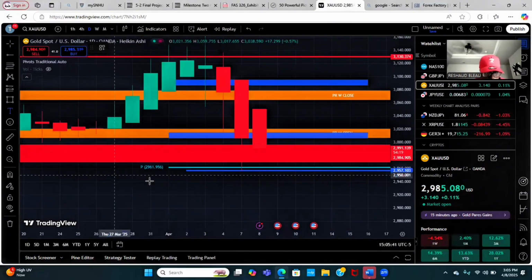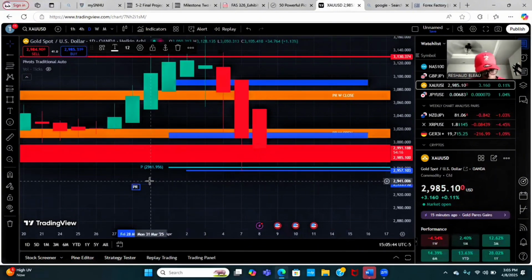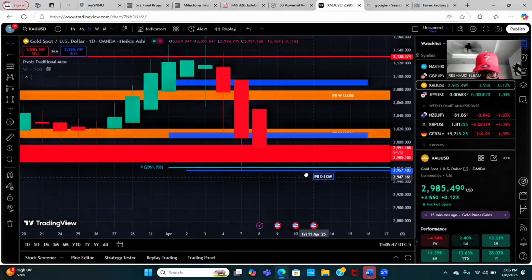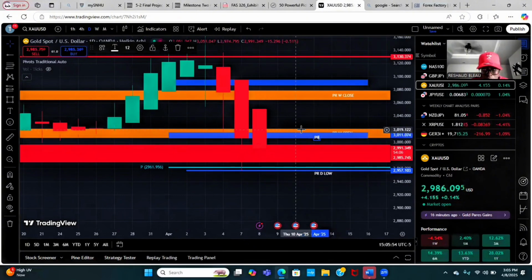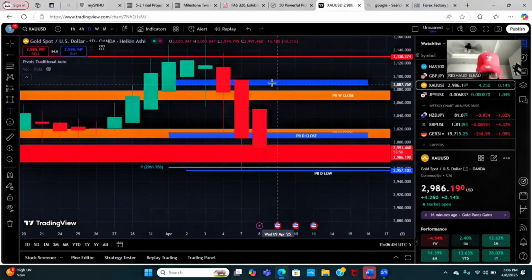And we in that thing. We're going to mark it: previous daily low. And if I find something, we're going to get in it. We got the previous daily close. And then we have the previous daily open.